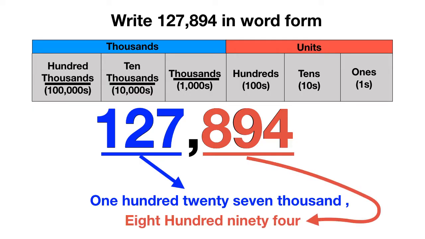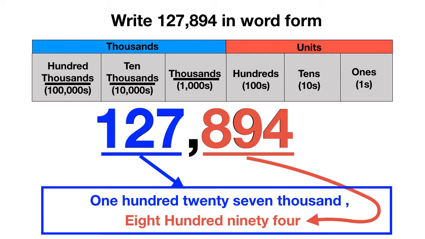However, units don't get a special title. We just leave them like that. So our answer is that we can write this number as 127,894.